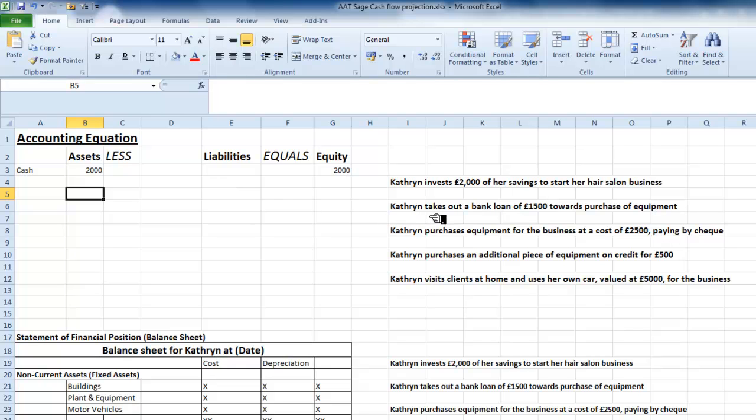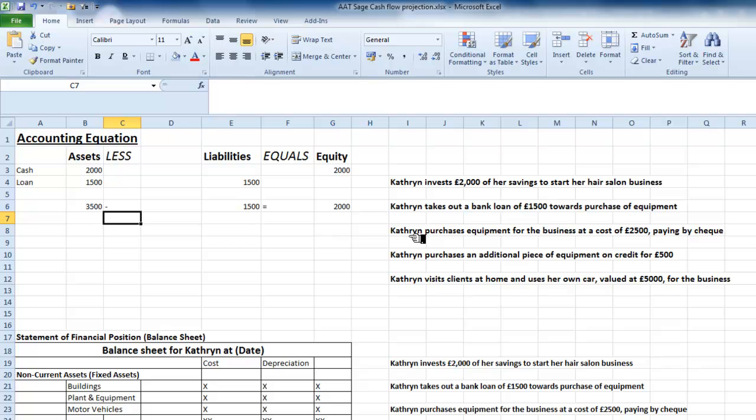Now we have Catherine taking out a bank loan of 1,500 towards the purchase of equipment. So in this case what I'm going to look at is the fact that there is a loan here. Let's enter that. If she has a bank loan, the business's assets will increase by 1,500, but there will also be a liability of 1,500. So if we look at the accounting equation at this point, we have 3,500 minus 1,500 will be equal to 2,000. So our accounting equation is still balancing.